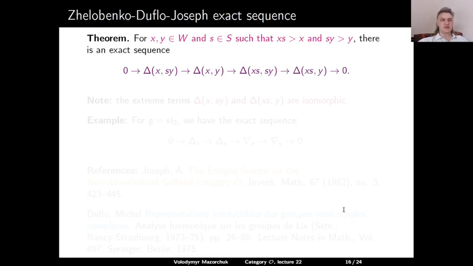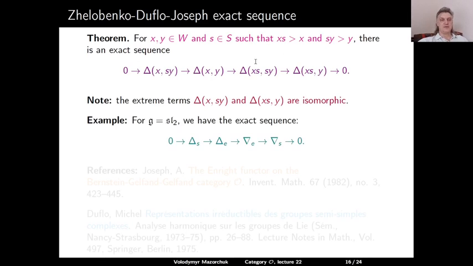The next important property of twisted Verma modules is the so-called Gelfand-Duflo-Joseph exact sequence. Theorem: for x, y in W and s in S such that xs is greater than x and sy is greater than y, there is an exact sequence with 4 terms. So 0 goes to delta x comma sy, this goes to delta x comma y, this goes to delta xs comma sy, and this goes to delta xs comma y, and this goes to 0. Note that the extreme terms delta x comma sy and delta xs comma y are isomorphic. So this was one of the properties which we proved before.